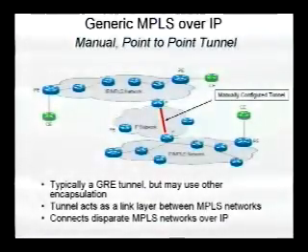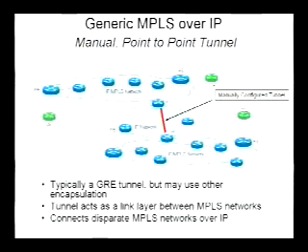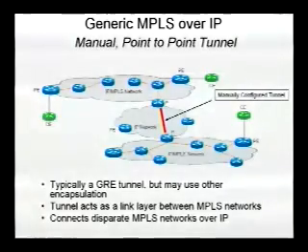So we start out with the most generic case. This is MPLS over IP with a manual point-to-point tunnel configured, potentially a GRE tunnel, probably a GRE tunnel. We can use other encapsulations though. The tunnel in this case acts as a link layer between two MPLS networks. We have up top an MPLS network, down bottom an MPLS network. They happen to be connected via this IP network, but we configure between two P routers a GRE tunnel. This connects the disparate MPLS networks over IP.